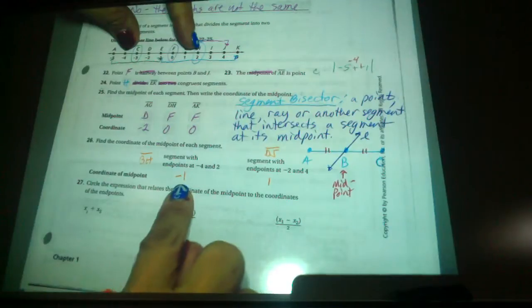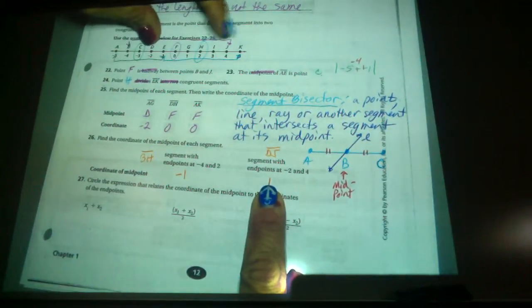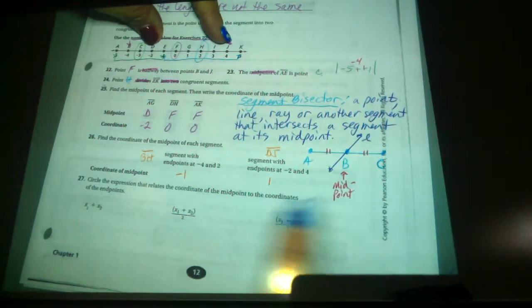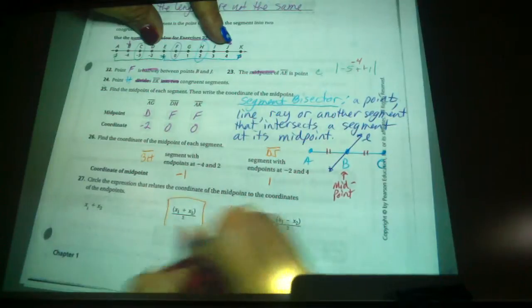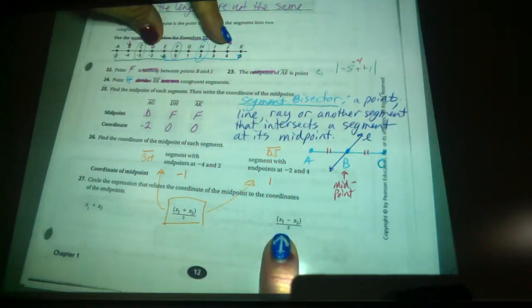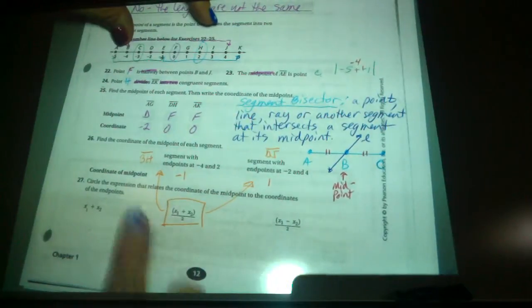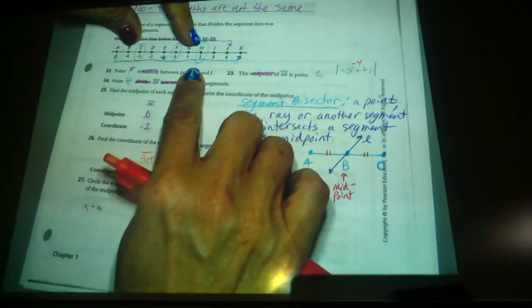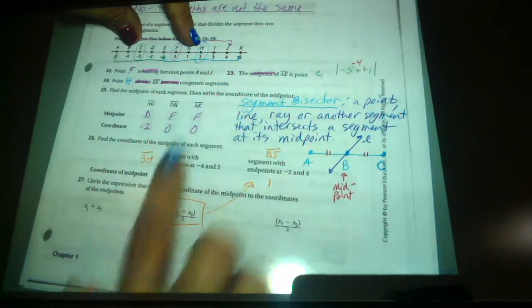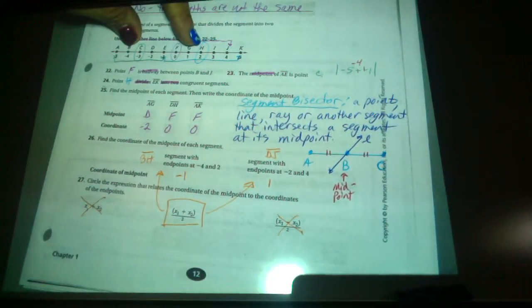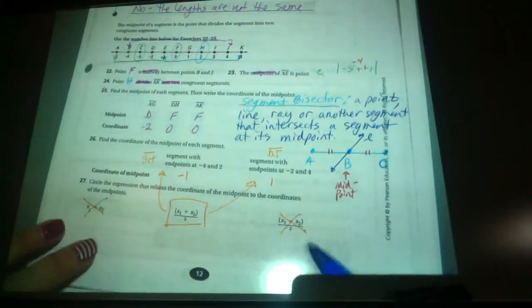Is that what we're looking for? So let's try it on this one, DJ. So from B to J, what's -2 plus 4? 2 divided by 2. 1. Was that our segment? It looks like this is what we did here. Here, let's just double check this one. If we subtract their lengths, so back to BH, what's -4 minus 2? -6 divided by 2, -3, and that was not what we're looking for. So this is not it, and this is not it. So this right here is your formula for midpoint.